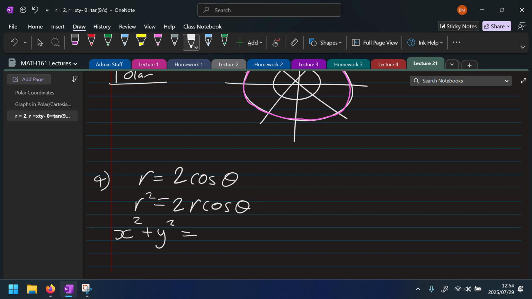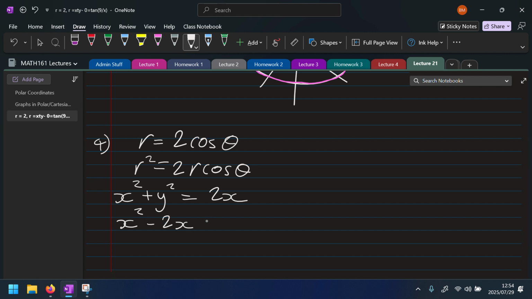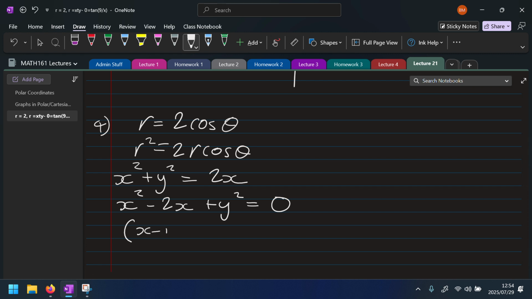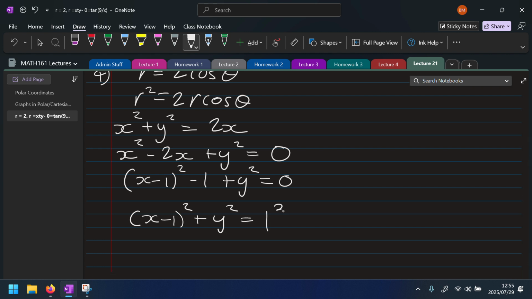R cos theta, that's just x. Okay, now we can simplify this a little bit more. So we have x squared minus 2x plus y squared is equal to 0. X squared minus 2x, we can complete the square. Please go over your completing the square. You will need to know it. X minus 1 squared minus 1 plus y squared is 0. So here we have x minus 1 squared plus y squared is 1 squared.